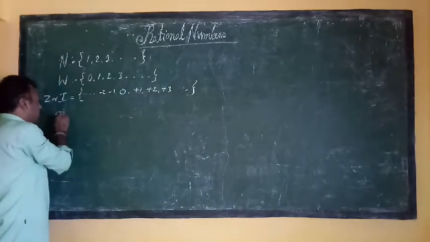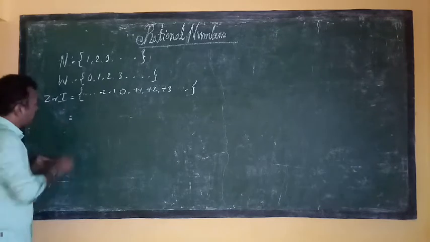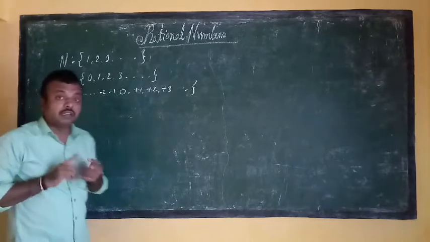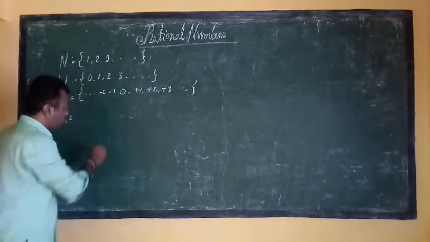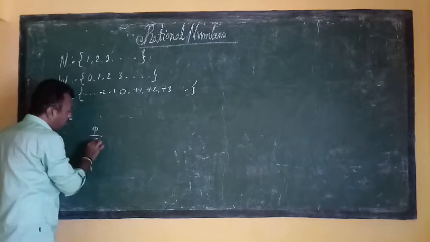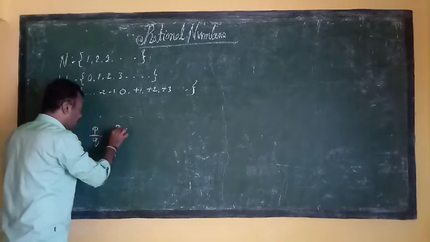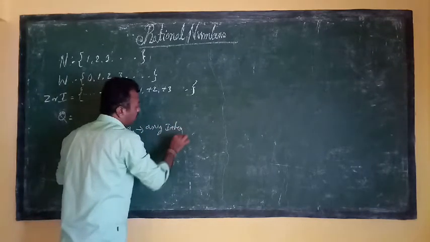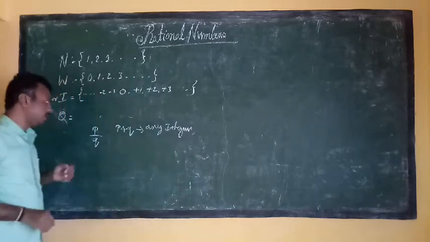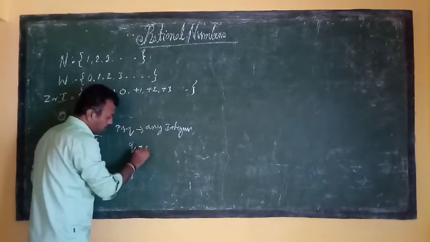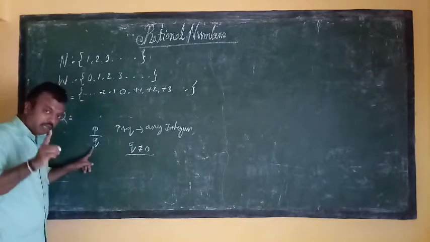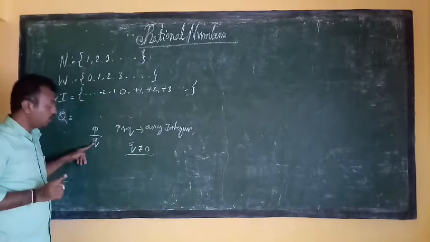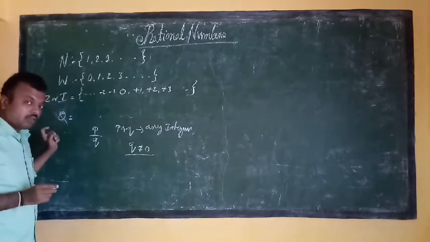So now we are going to the next topic, rational numbers. Rational numbers are represented by the letter Q. Rational numbers means a number in the form of P by Q, where P and Q are any integers, whether positive or negative, but the condition is very important: Q is not equal to 0. That means the denominator cannot be 0. If the numerator becomes 0, no problem, but the denominator cannot be 0. Then the number is called a rational number.